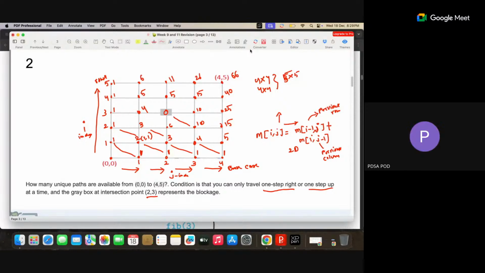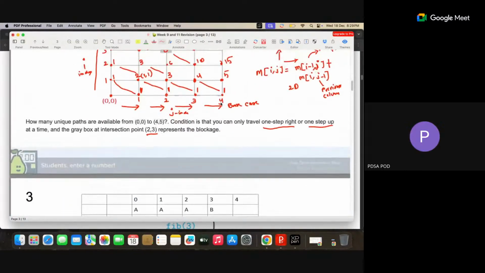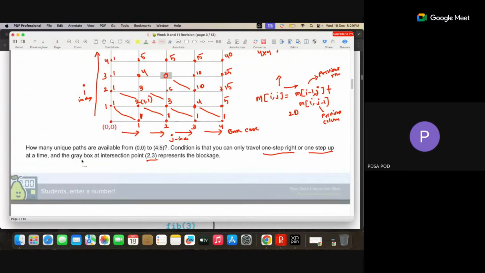So the right answer for this one is 66. How many paths is that? The answer is 66. Most possibly we give a simple grid, maximum something like 4 cross 5 or 3 cross 4, and we'll give the blockage area.